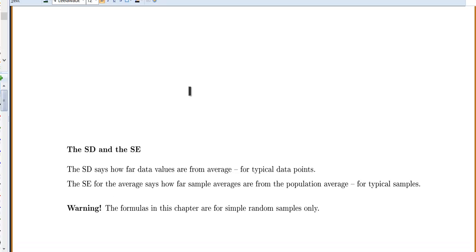Now, just as a little note, what's the difference between the standard deviation and the standard error? We talked about this before, but here is one more way to think about it. The standard deviation tells us how far data values are from the average for typical data points. The standard error for the average says how far the sample averages are from the population average for typical samples.